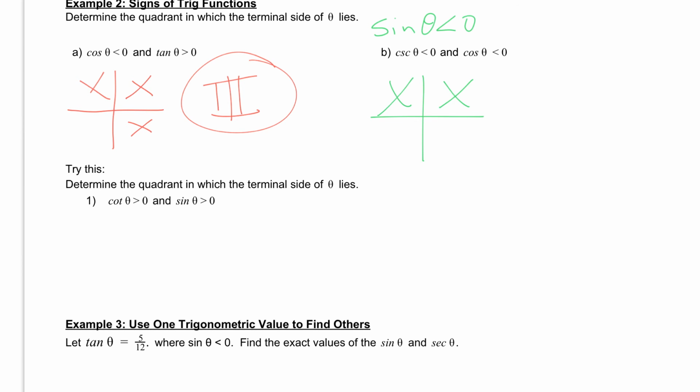Then it says cosine of theta is less than 0. Well, here cosine is positive because x is positive, and here cosine is negative. So we're looking again at quadrant number 3.